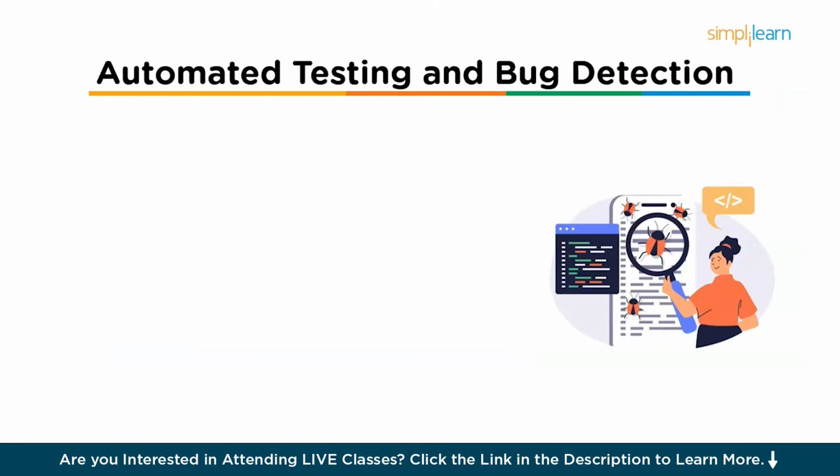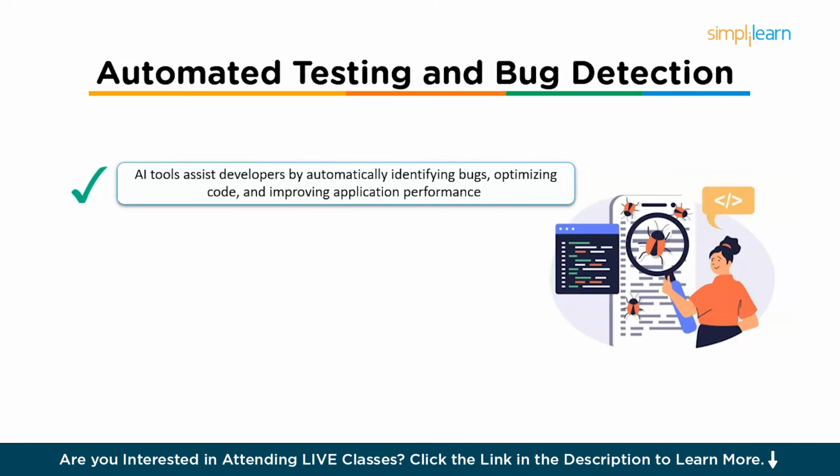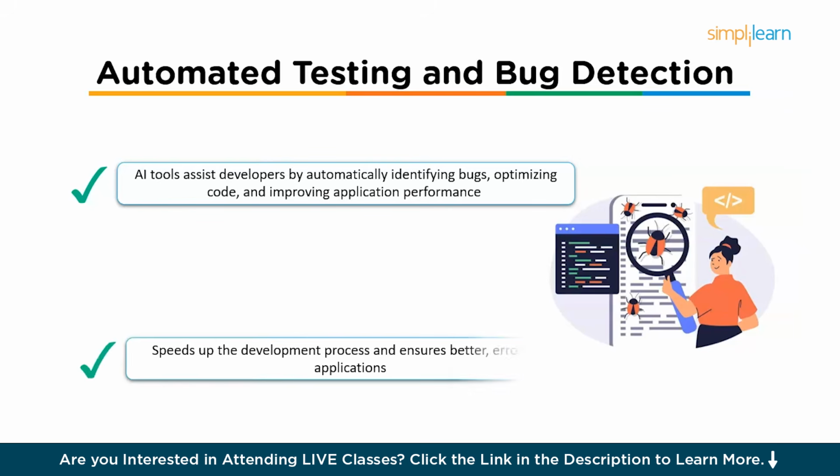Now moving on, we have automated testing and bug detection. AI tools assist developers by automatically identifying bugs, optimizing code, and improving the application performance. This speeds up the development process and ensures better and error-free applications.